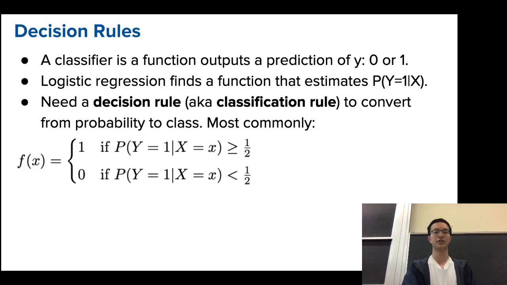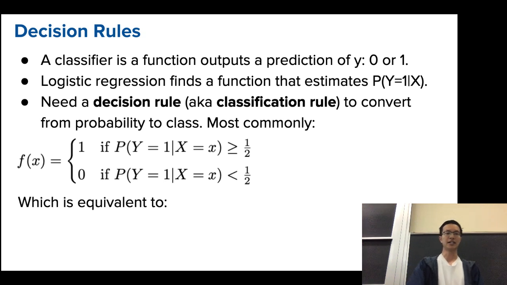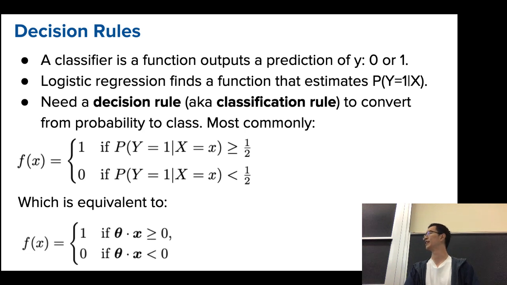So most commonly what we do is we say that if my classifier gives a probability that's 1/2 or bigger, then we'll predict 1. And if our classifier gives a probability that's lower than 1/2, then we'll say that this particular point is labeled as 0. In other words, if we think that it's more likely that y is 1, then we'll label 1. And if we think that it's more likely than not that y is 0, then we'll label 0. So this is the simplest and the most common classification rule. And this is also equivalent to this formula here.